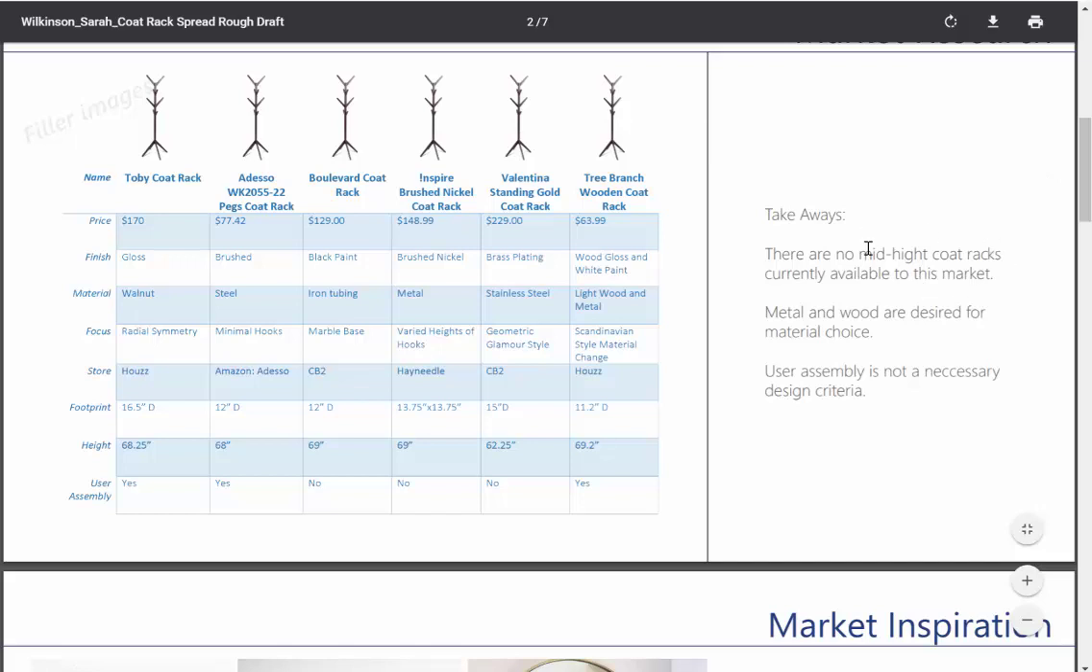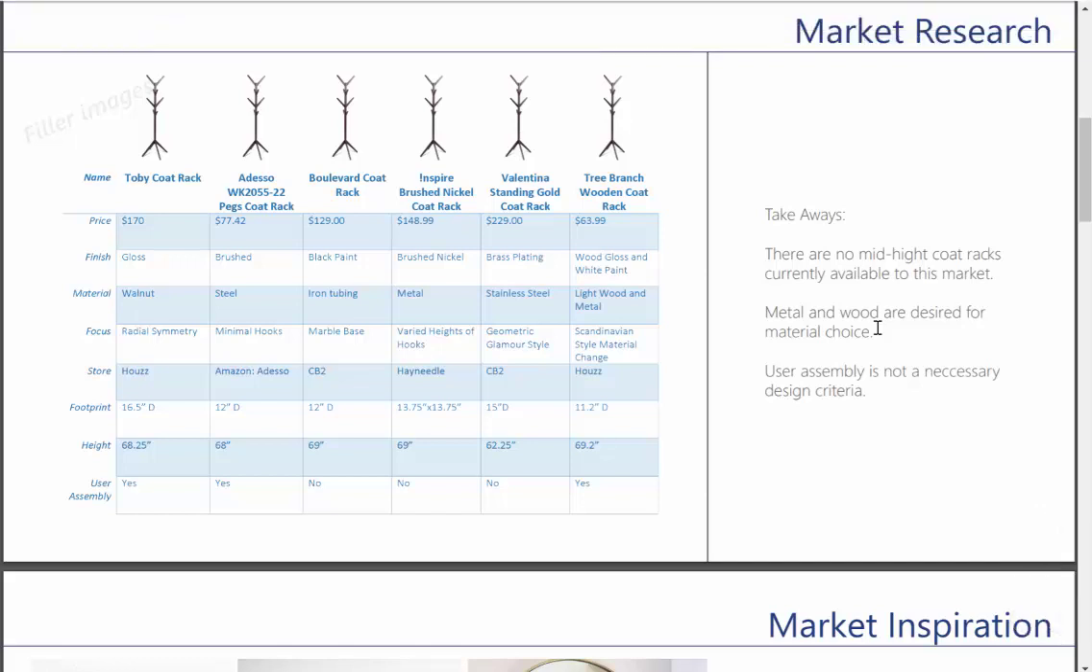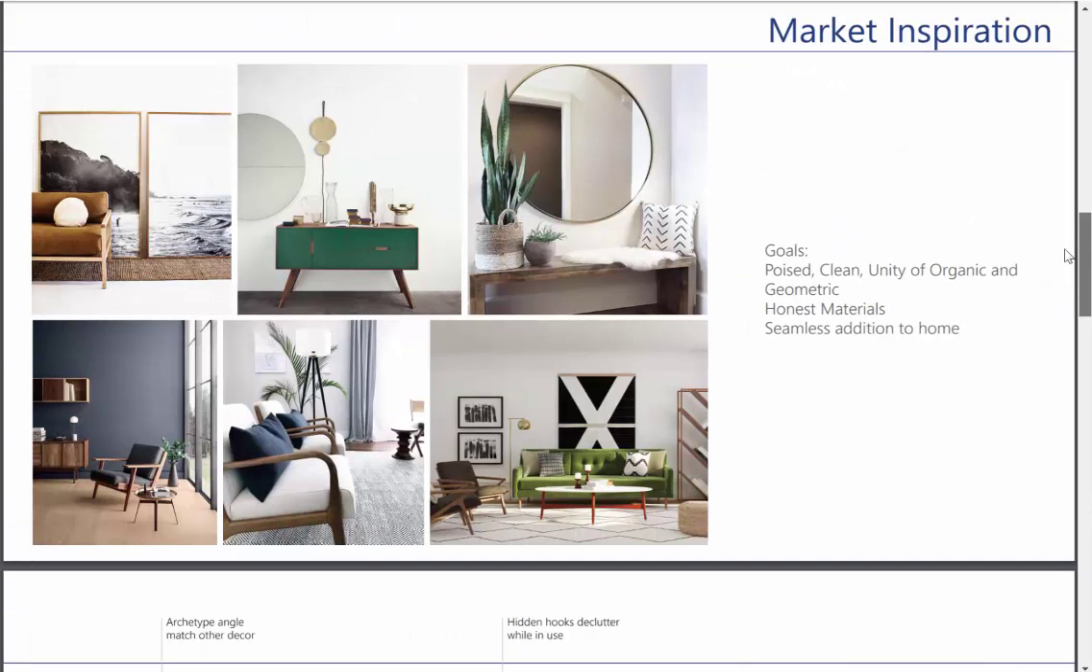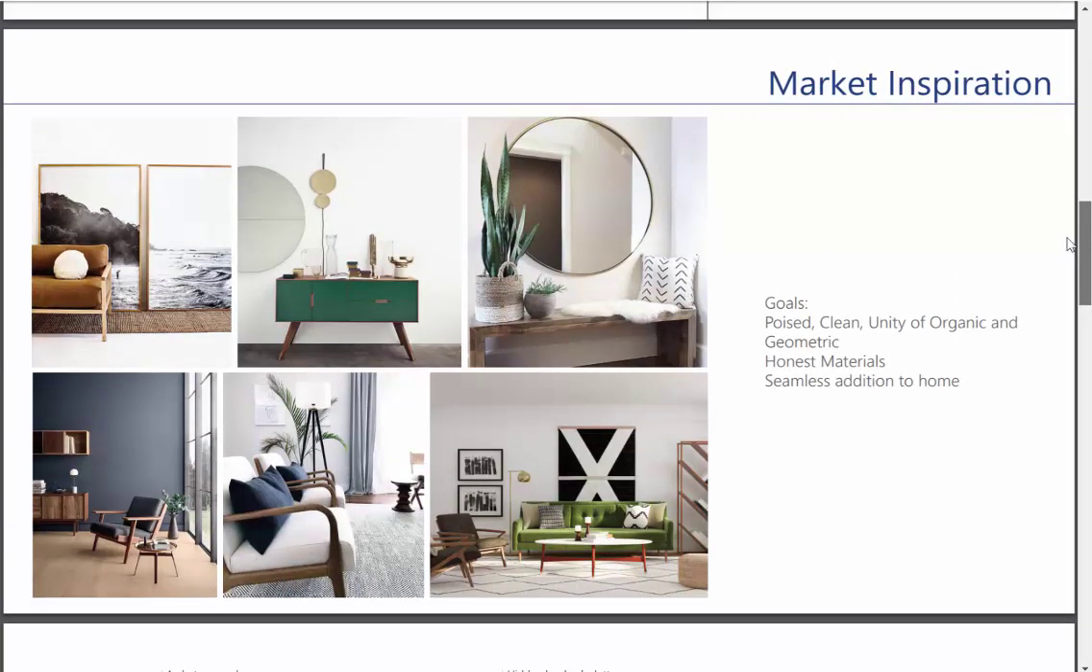You want to keep cost down, which is good. Melon wood, sure. I mean, plastic is an option, but it's kind of gross. User assembly is not a necessary design criteria. So do you want to make it easy to assemble or not? I mean, if you want to keep the cost down, you could do the whole IKEA approach. I don't know. Design inspiration, cool. But before I see the design inspiration, I need to know why we need coat racks.